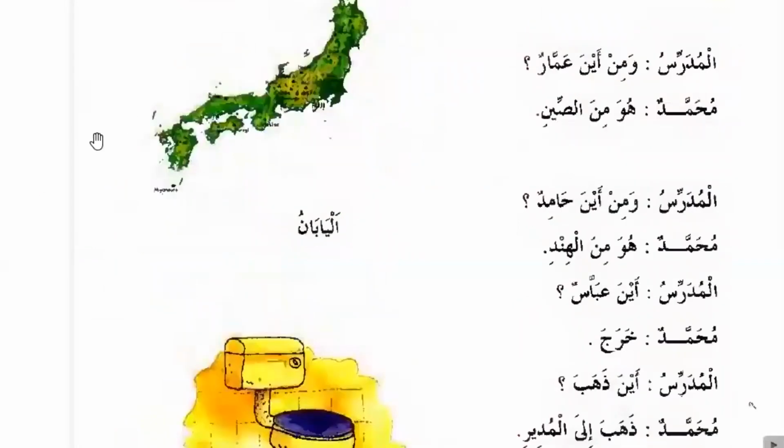So min aina anta, where are you from? So Muhammad answered by saying, Ana min al-Yaban. I am from Yaban. Yaban means what? Japan. That's how Japan is called in Arabic. Yaban. Okay. So the teacher says again, Wamin aina ammarun. And where is Ammar from? Literally, wamin aina ammarun, and where is Ammar from?